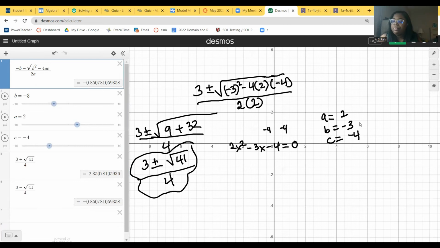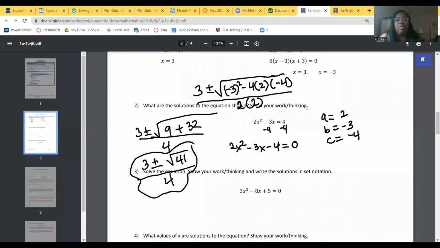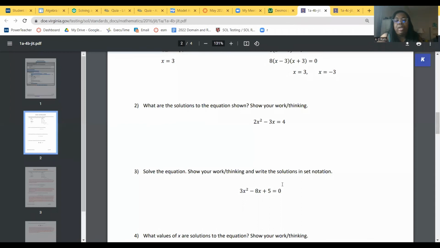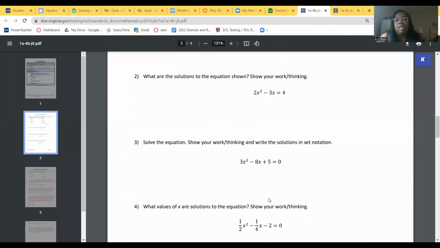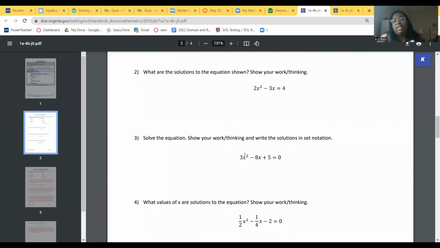Hopefully that's enough info for you to feel confident to try these ones on your own. So you have 3x squared minus 8x plus 5. And you could just identify that A is 3, B is -8, and C is 5.